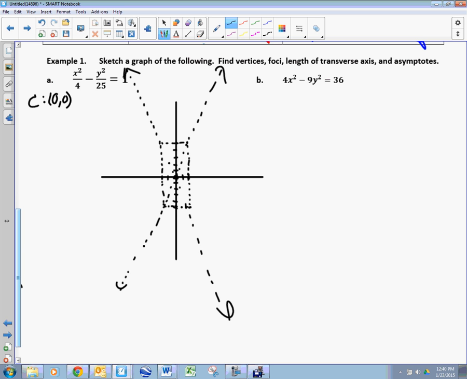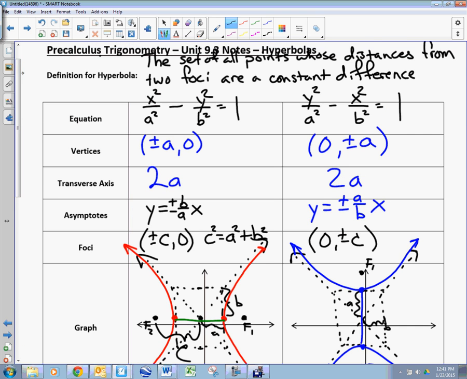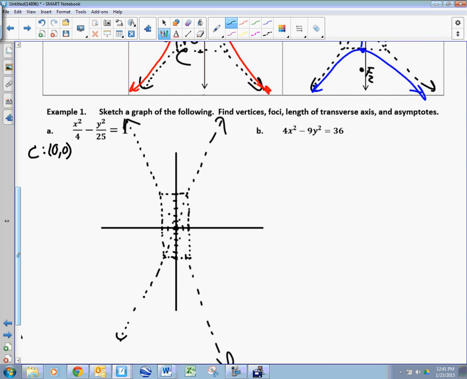You tell me, does this open up and down or left and right? Why? I tried to trick you here. You look at the bigger number, that's what you did for ellipses, but this has nothing to do with the bigger number. It has everything to do with positive and negative. Look, x squared positive, x squared negative. Y squared positive, y squared negative. You got to look at the value. If x squared is positive, then it opens up side to side. If y squared is positive, it opens up and down. So this thing opens up left and right. So these are my vertices.